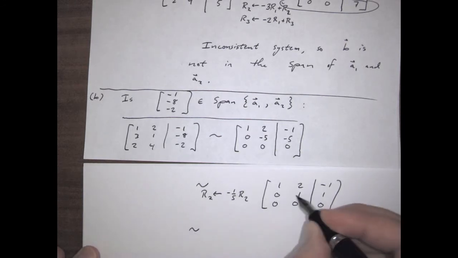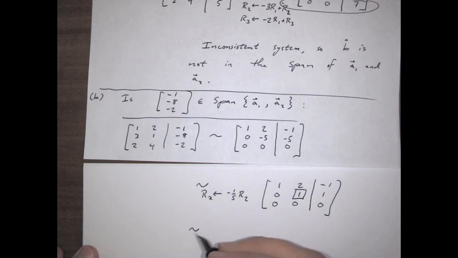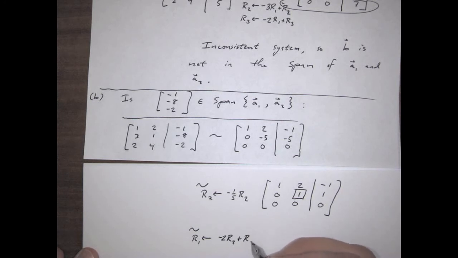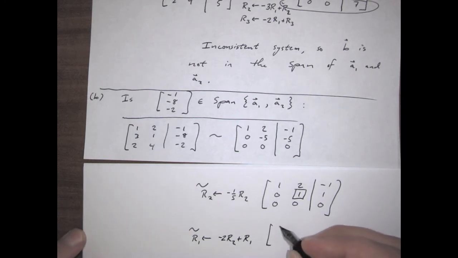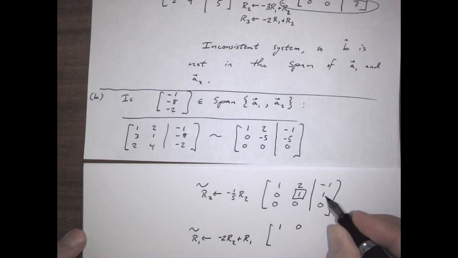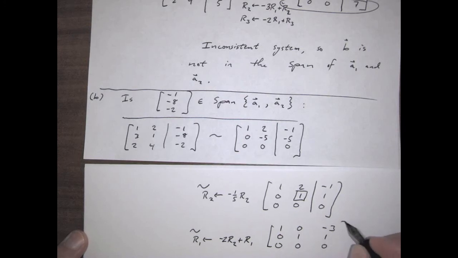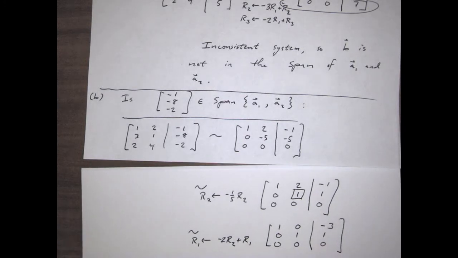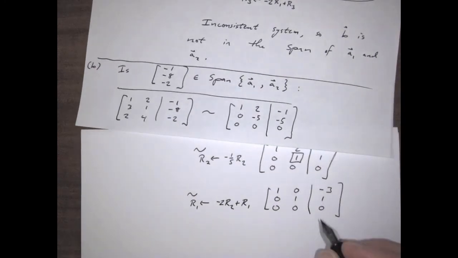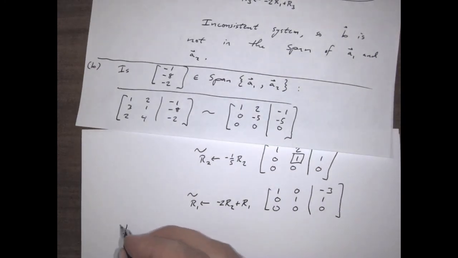We can now clear out the entry above that by taking row 1 and replacing it by -2 times row 2 plus old row 1. And that'll give us, so now 1, that'll clear that. -2 times this is going to be -2 plus -1 is -3. And now 0, 1, 1, 0, 0, 0. And here, what that means then is this is consistent, and in fact we even found a solution.